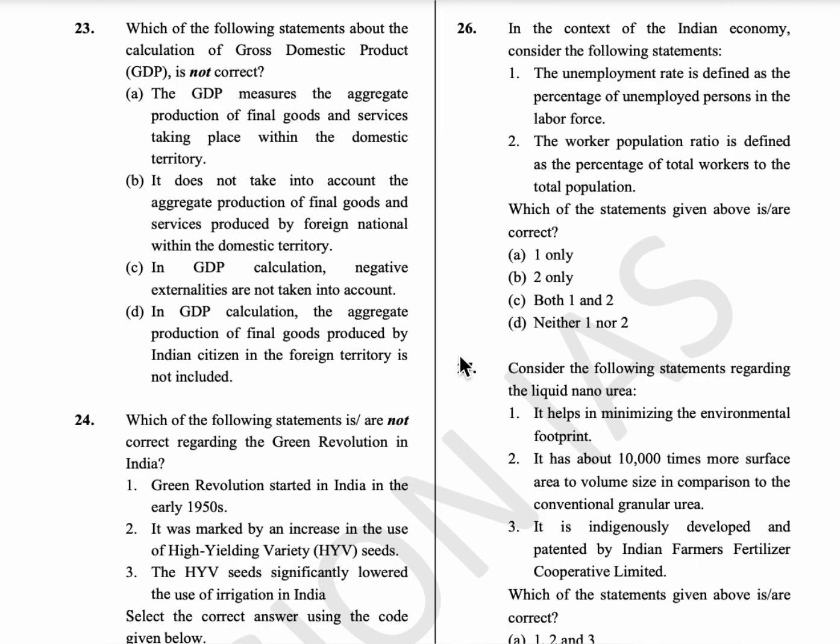26th question, in the context of Indian economy, consider the following statements. The first statement is the unemployment rate is defined as the percentage of unemployed persons in labor force. Second statement is the worker population ratio is defined as the percentage of total workers to the total population. So both these statements are correct. So option C is the right answer.